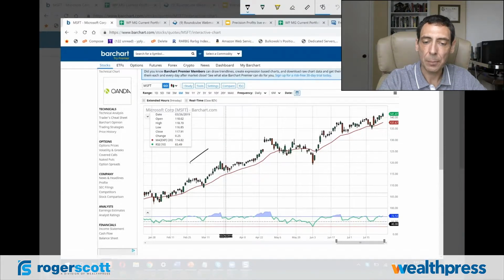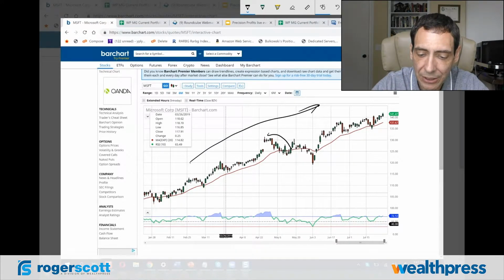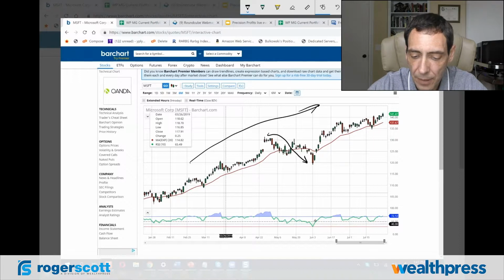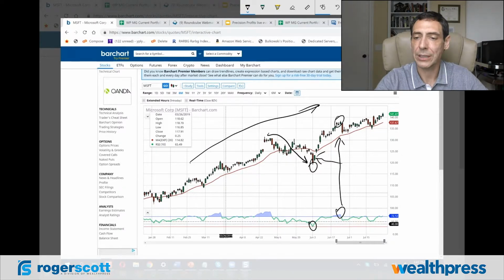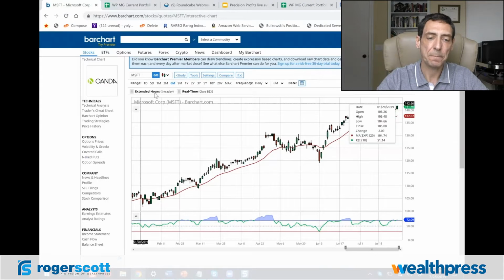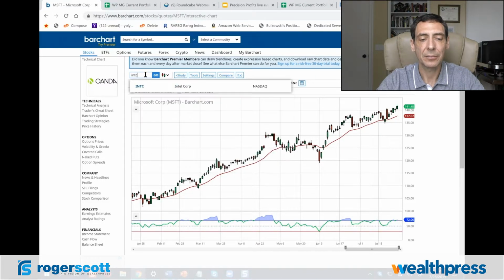So let me draw this out for you here. The trend is moving up. The stock begins moving south right here. We're oversold right there. We enter right here. And we would ride this all the way till right here. Not bad, right? Let's do one more example. Let's see, what stock should we pick? How about Intel? How about that?